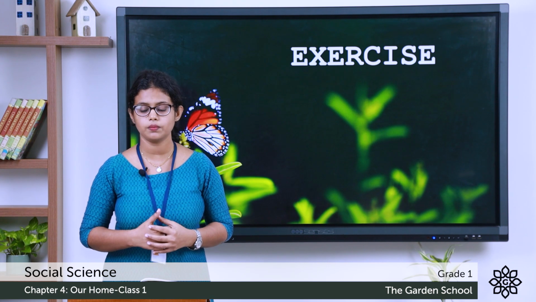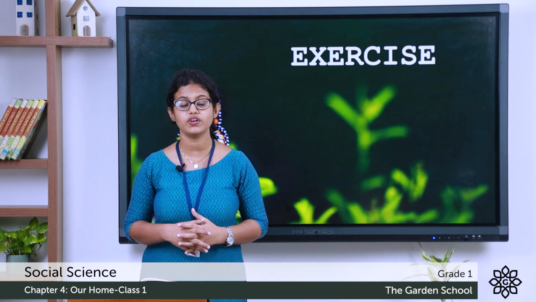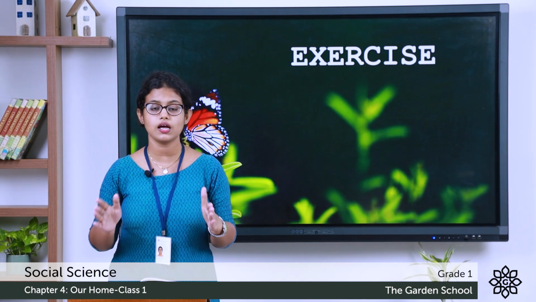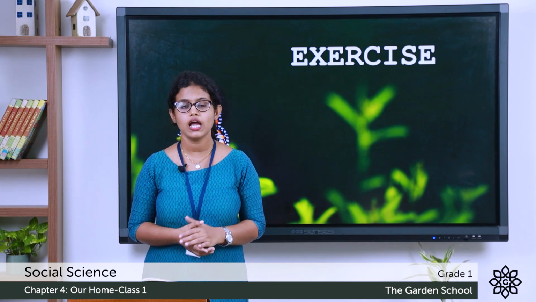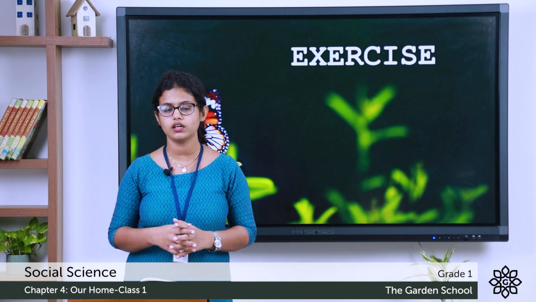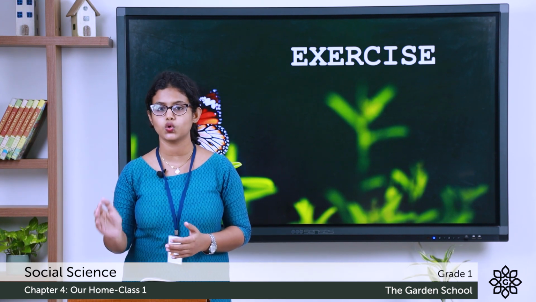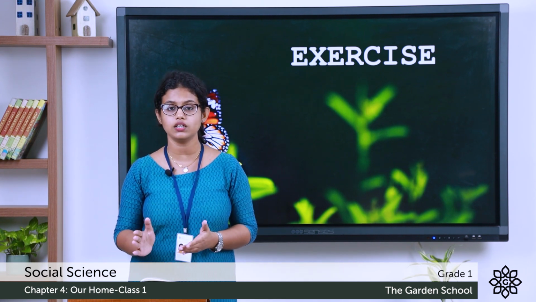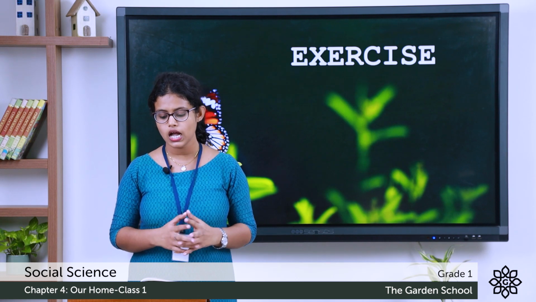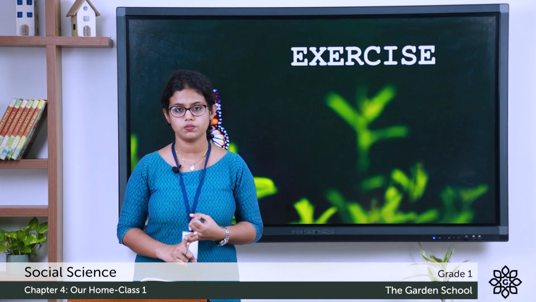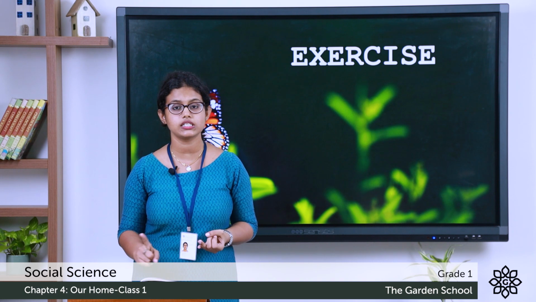Moving on to the next page, that is page number 25 in your textbook. You can see some pictures. In those pictures there are some activities. And what you have to do is, you have to tick the right thing that you do in the room. And you have to cross the thing that you don't do there. So let's see the first one. In the bedroom, I brush my teeth, I sleep. So what do you do in your bedroom? You can tick the answer there.